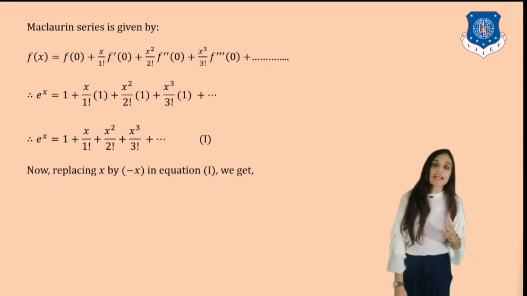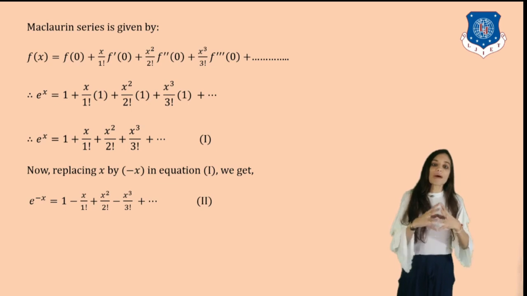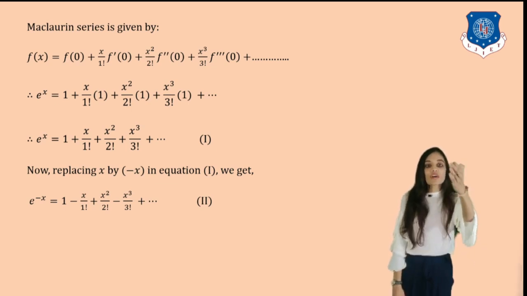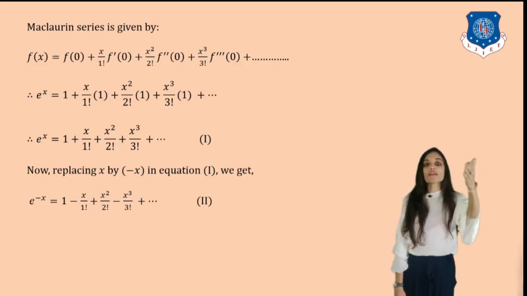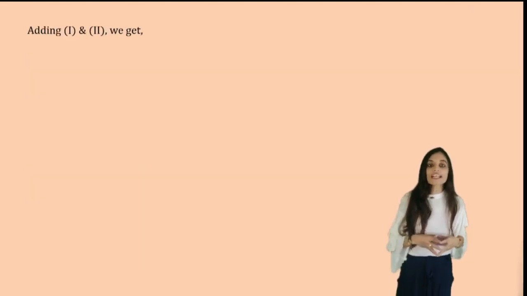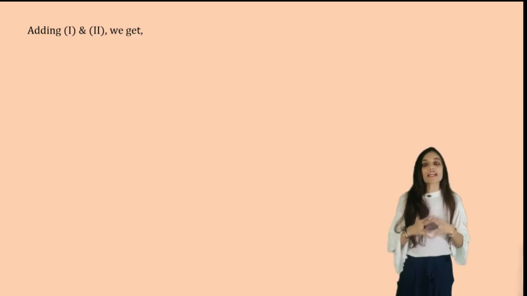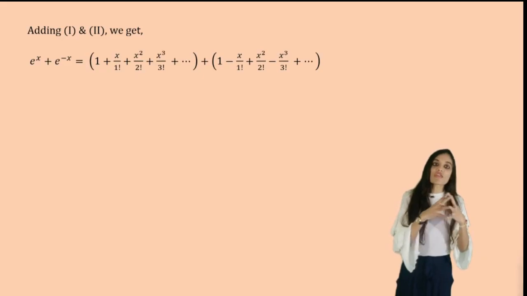Now we have to find the Maclaurin series of e raised to minus x. What we will do is just replace x by minus x in equation 1. So we will get the Maclaurin series of e raised to minus x, that is equal to 1 minus x upon 1 factorial plus x square upon 2 factorial minus x cube upon 3 factorial plus and so on. Now to find the Maclaurin series of cosh x, first our task is to add the Maclaurin series of e raised to x and e raised to minus x. So we'll add equation 1 and 2.